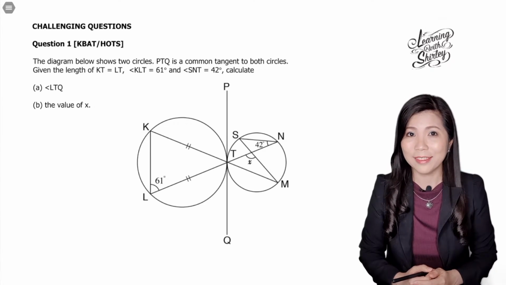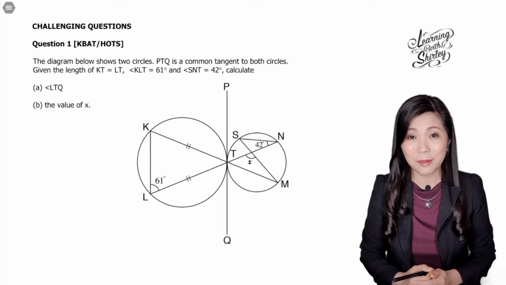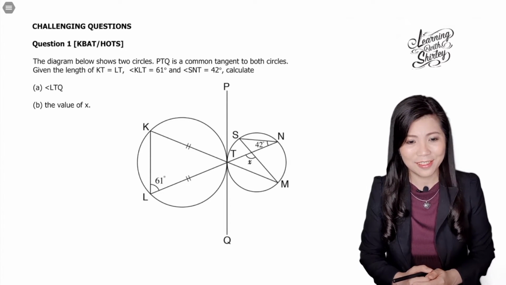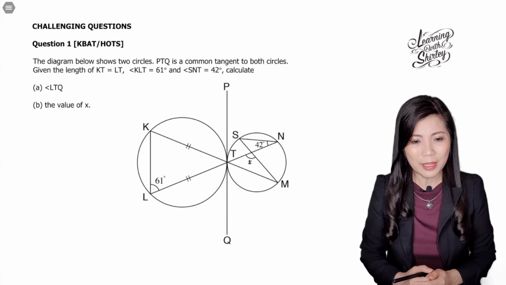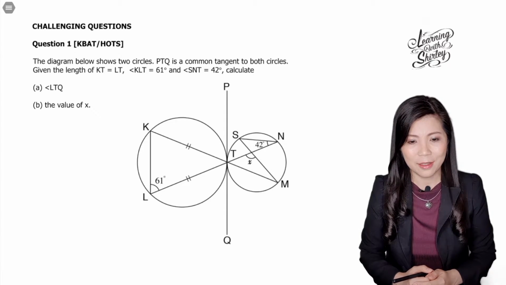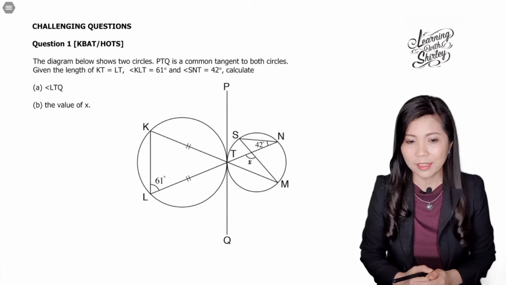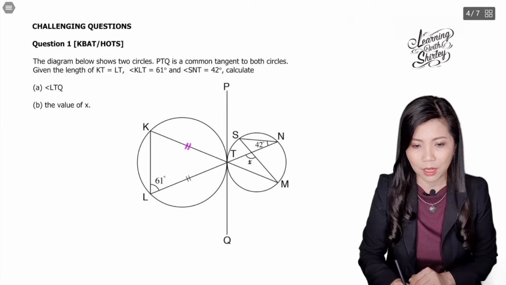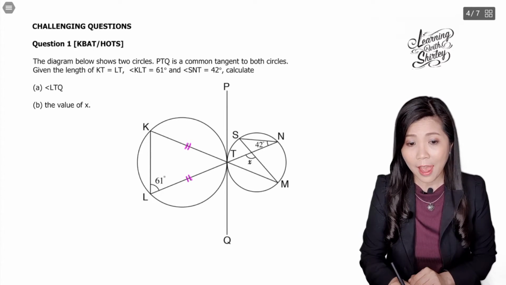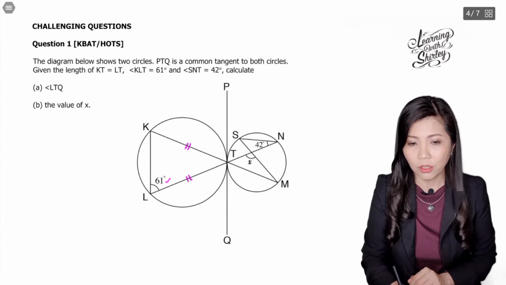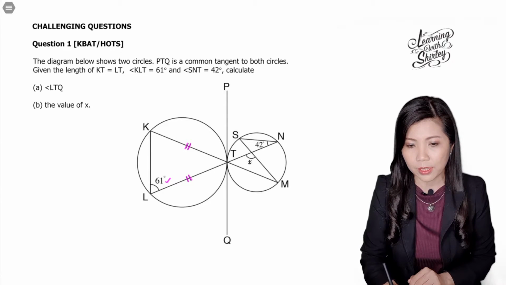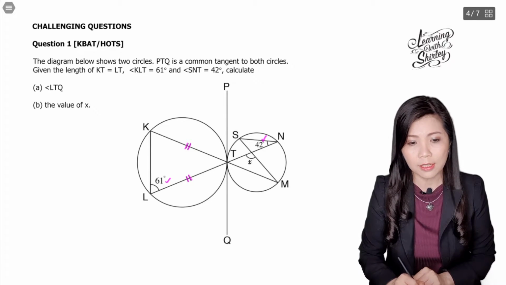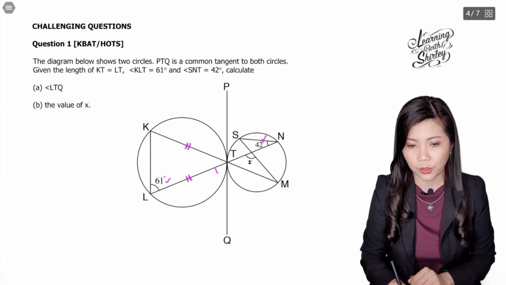Let's look at question number 1. Wow, this one looks a bit challenging, don't you think so? Let's solve this. The diagram below shows 2 circles. PTQ is a common tangent to both circles. Given the length of KT is equal to LT, KT equals LT here. And then angle KLT is 61 degrees here, and angle SNT is equal to 42 degrees, which is here. Calculate the angle LTQ, which is here.